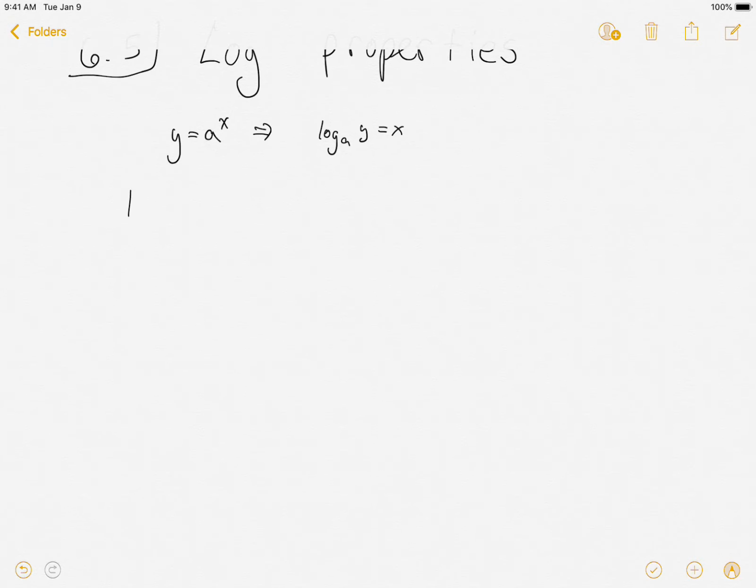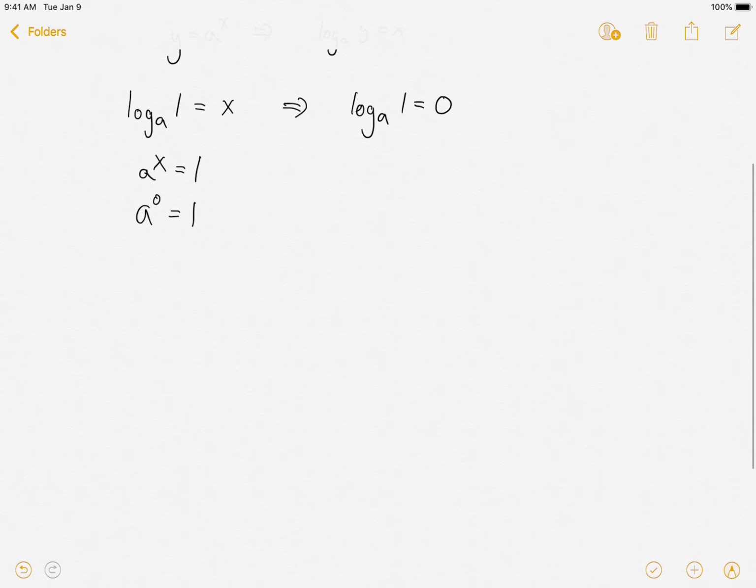So the first one, let's say we have log base a of 1. Well, what does that equal? Let's just throw an x in. If we convert this using the above conversion, it says a to the x equals 1. And what do we know? If you raise anything to the 0 power, it equals 1. So this would be like it's to the 0 power. So in this case, log base a of 1 is 0. So log of 1 is 0.